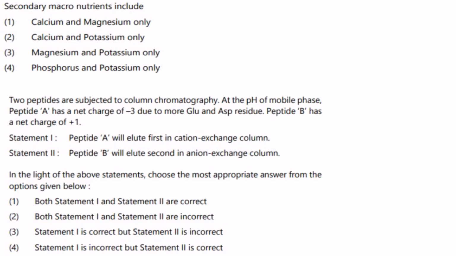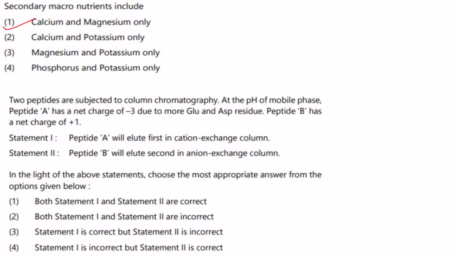Then the next one, secondary macronutrients include. So secondary macronutrients are calcium, magnesium and sulfur, and they are called secondary macronutrients because the plant often gets them in sufficient amounts from the soil. And they are required in lesser amounts than the primary macronutrients. The primary macronutrients are your nitrogen, phosphorus and potassium. So the answer is calcium and magnesium only.